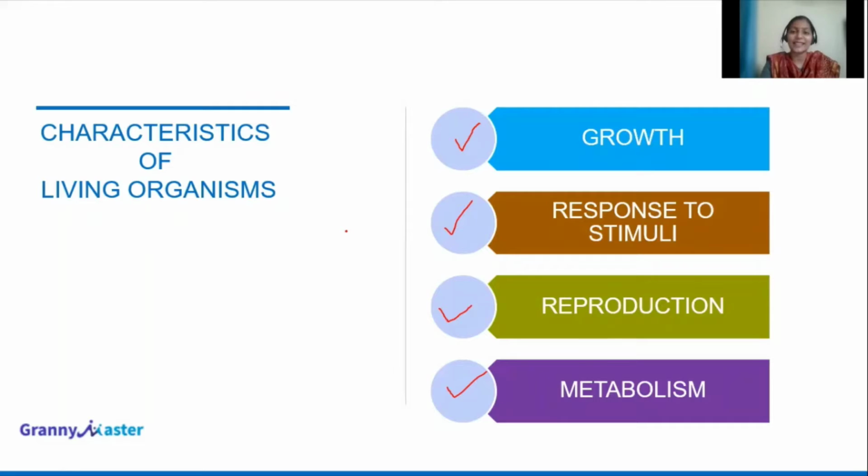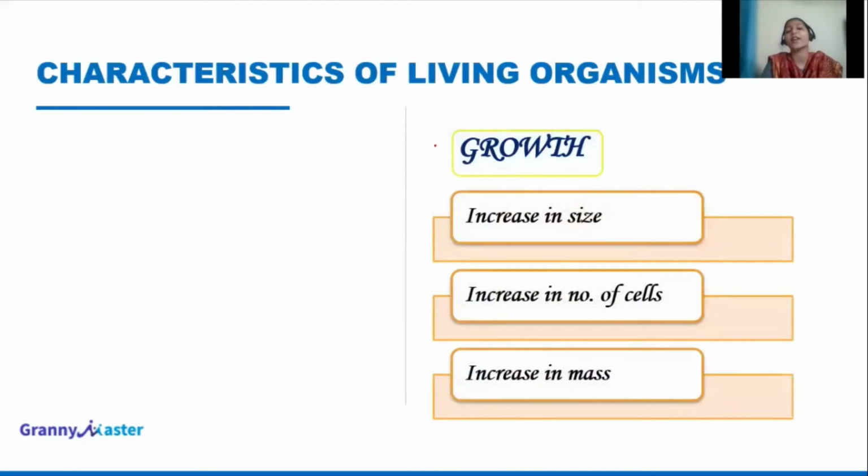So first, let's start with the characteristic growth. In lower classes, we would have learned that growth is a characteristic which determines the living organism. So growth can be of different types. Growth can happen if there is an increase in size of the object or the organism, and that happens due to the increase in the number of cells, and also it can be measured as increase in mass.